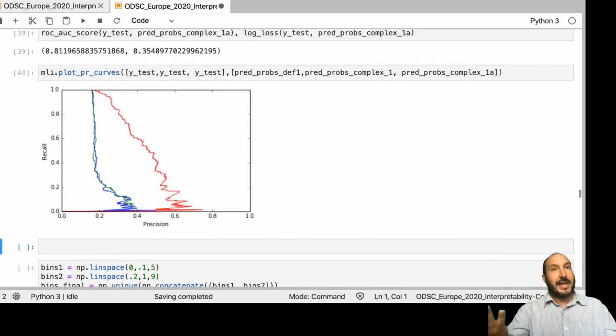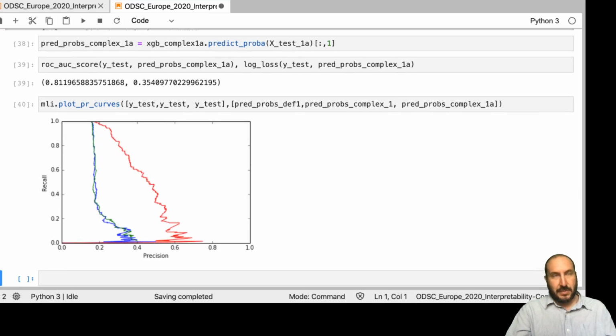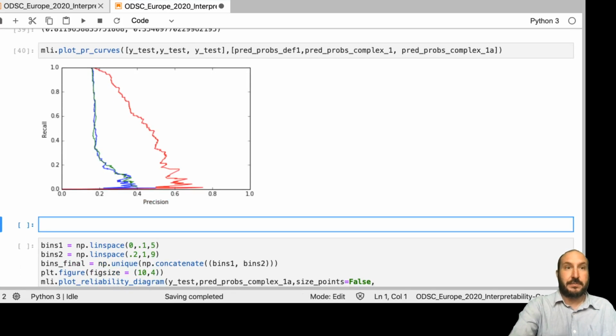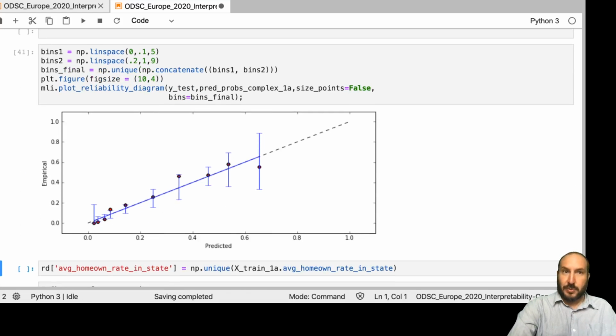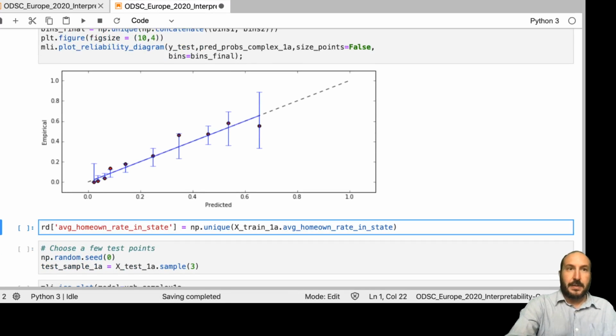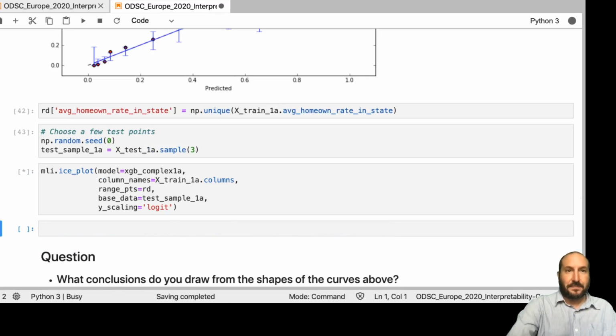So what's going on? Again, looking at these metrics, we can see that this homeowners rate is important, but without diving deeper, we can't really understand what's going on. So we'll look at this calibration, and we see the calibration is pretty good. Everything's pretty much within the error bars. Maybe this one's a little bit off, but roughly pretty good. Now let's do the ICE plots.